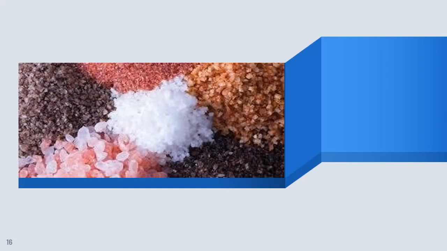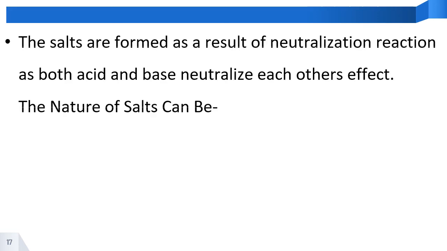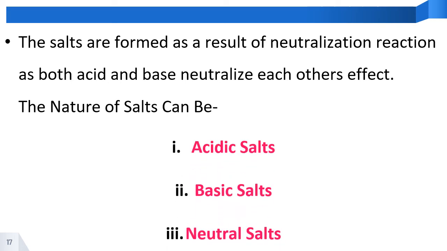Now we'll go to how salts are formed. Salts are formed, as usual, by the action of an acid and a base. Okay, examples. Before you go for the examples, here we will classify salts formed after the reaction between acid and base. Depending upon the strength, depending upon the nature of the reactants, they are classified as acidic salts, basic salts, and neutral salts.